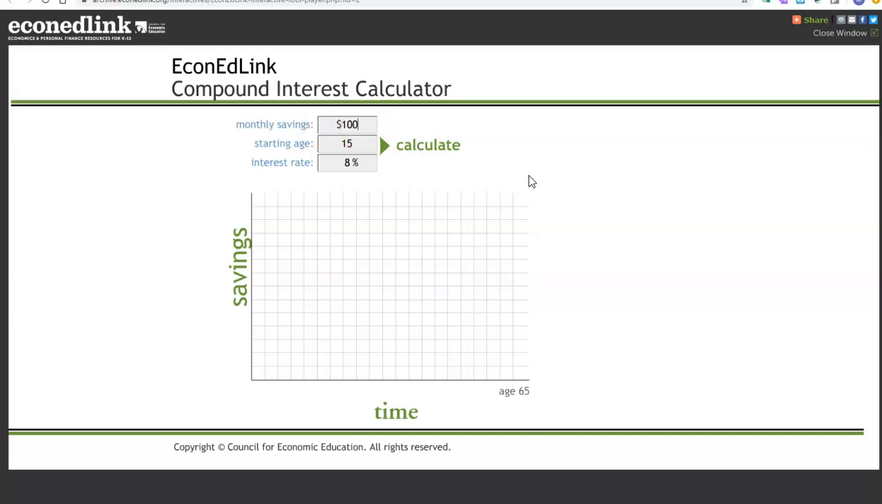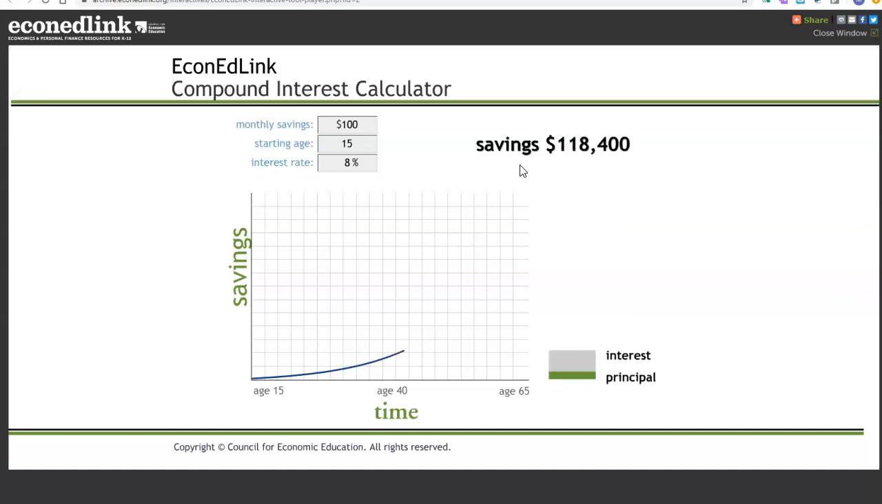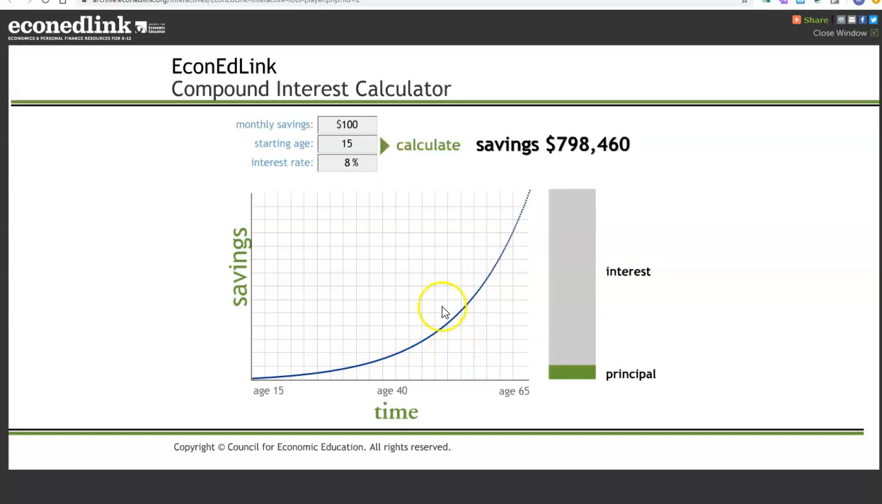If you put in $100 right now at 8%, let's watch how your money will grow. You can see the graph show up on the bottom, and what you'll notice is the graph is not linear. There comes a point where the graph starts to shoot up more and more and more, and this is where the exponential function and exponential growth takes place. If you put in $100 a month at that interest, by the time you're 65, and this is kind of a retirement calculator, you have about $800,000.